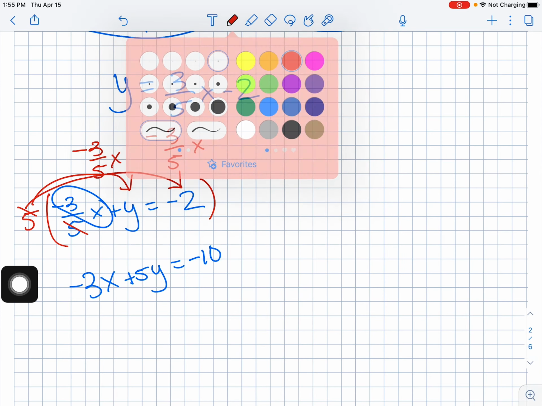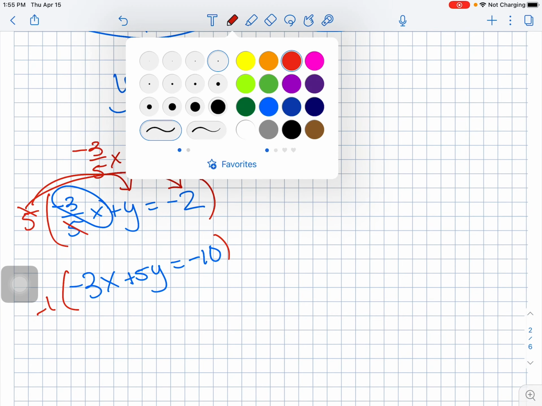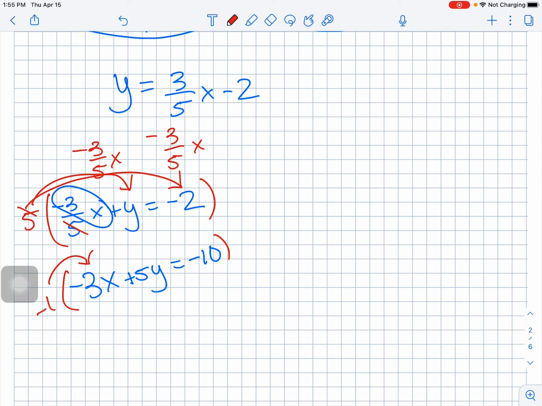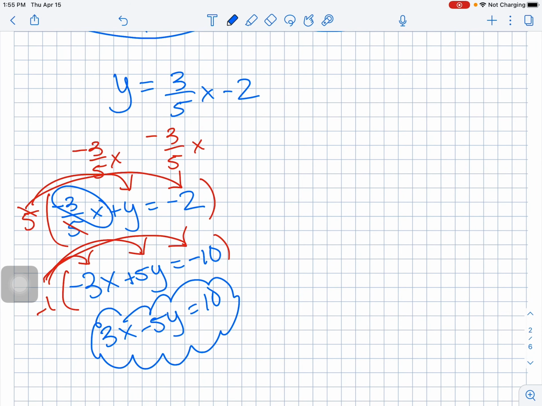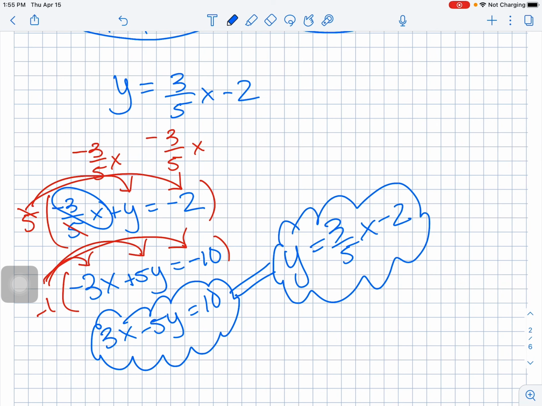So that is good, except we've got this first number that's a negative. And sometimes they get grouchy, so we're going to multiply everything by negative 1. Or you could divide everything by negative 1. And when you do that, you get positive 3, negative 5y, positive 10. So 3x minus 5y equals 10. So you would drag these two equations next to each other, and they will match.